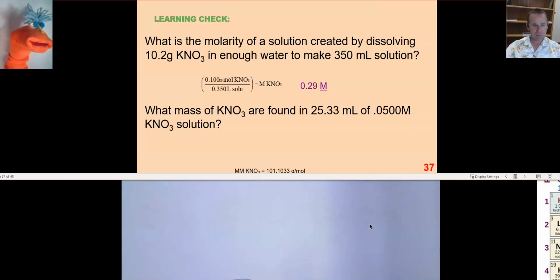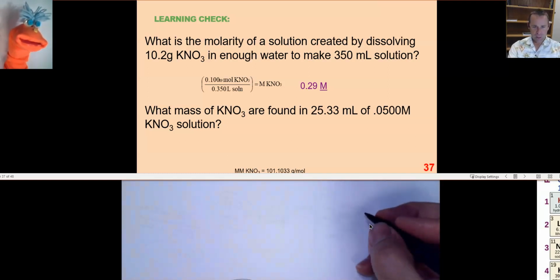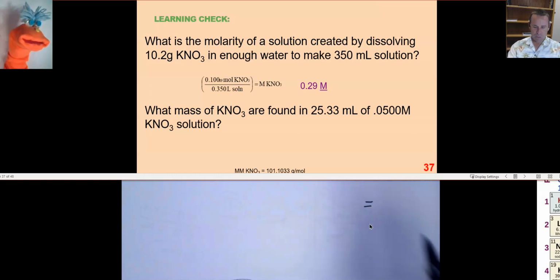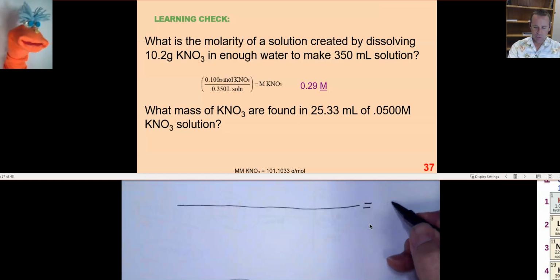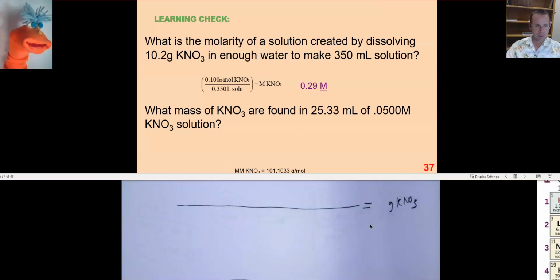We can also identify, for example, the mass of potassium nitrate found in a certain volume of a given molar solution. Same thing here, equal sign. What goes to the right of my equal sign, Fred? You're after the mass. Grams? Grams of what? Potassium nitrate. Very good. Grams of potassium nitrate. After mass there, and we start with? You start with the 25.33 or the 0.05?